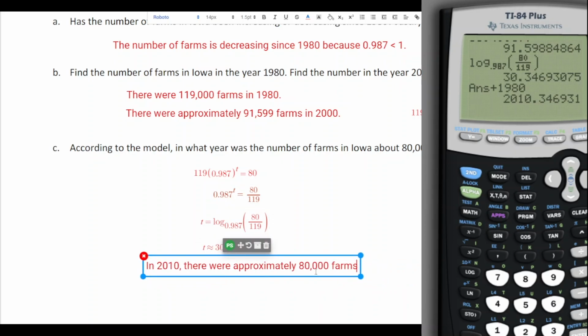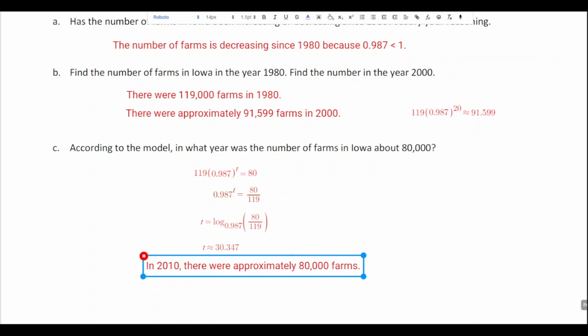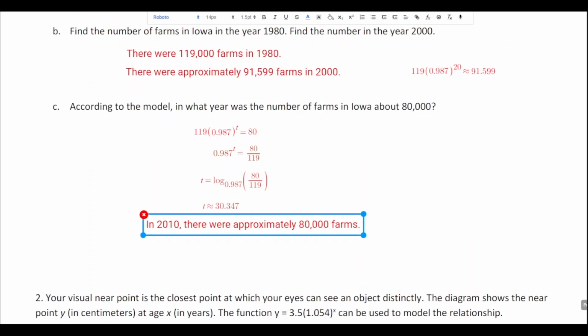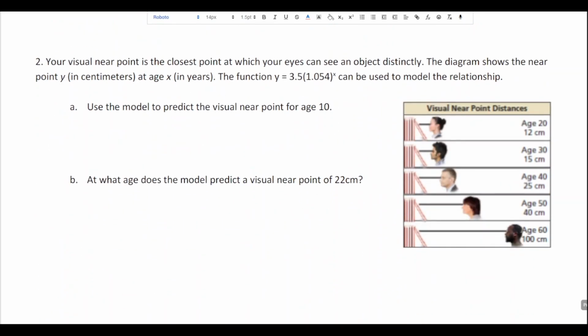All right, so just want to make sure we're answering the question using the context that's given. So there's number one. Number two says your visual near point is the closest point at which your eyes can see an object distinctly. The diagram shows the near point y in centimeters at age x in years. So this function can be used to model that relationship.